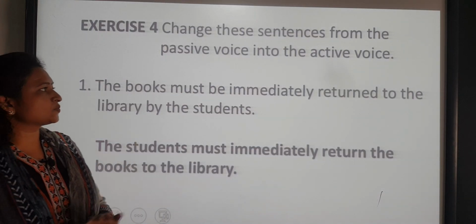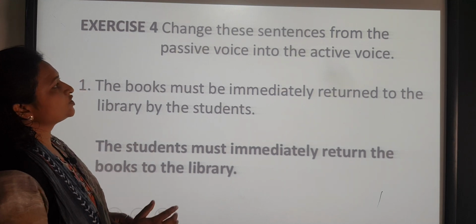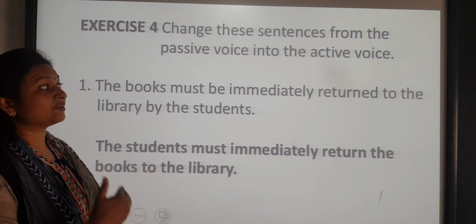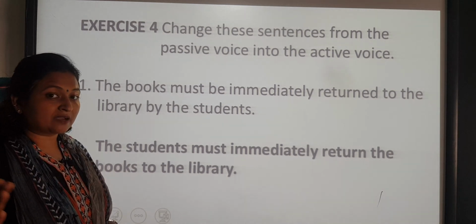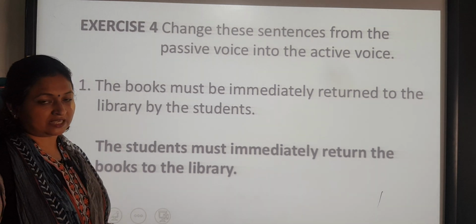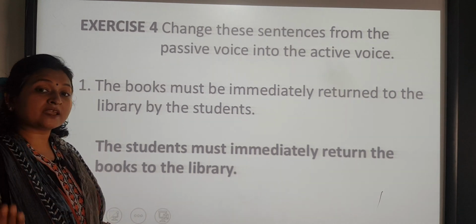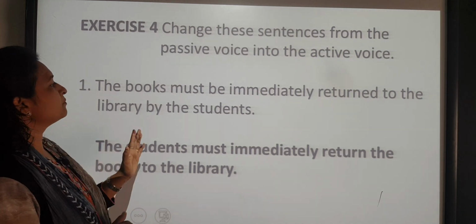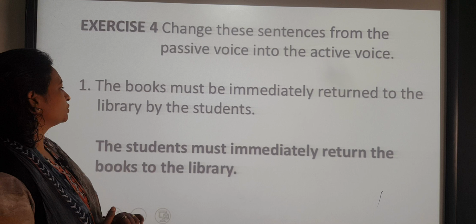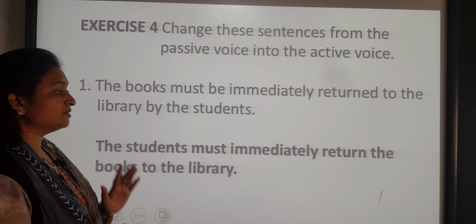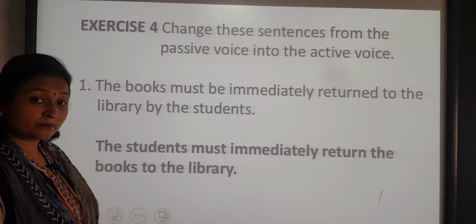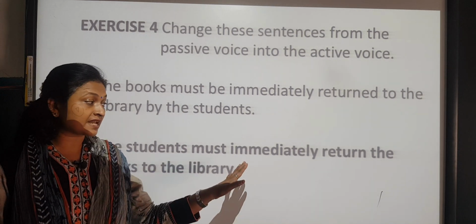So based on this, we will be doing this last exercise. Change these sentences from the passive into the active. They are in passive, now into active. What were we doing just now? We were doing active to passive. Now we have to convert from passive to active. The books must be immediately returned to the library by the students. The students must immediately return the books to the library. This is active.